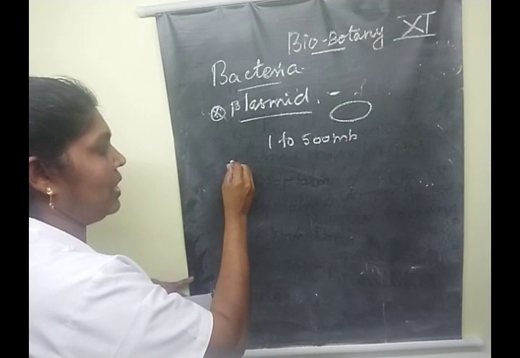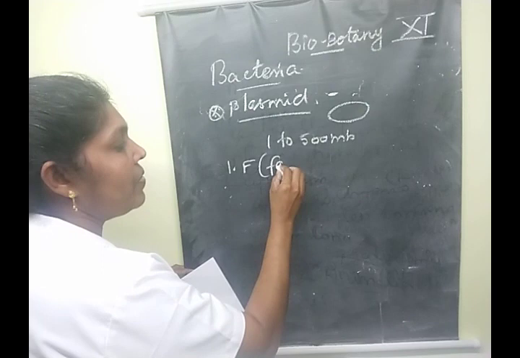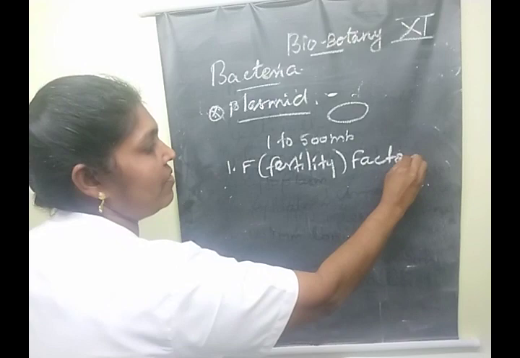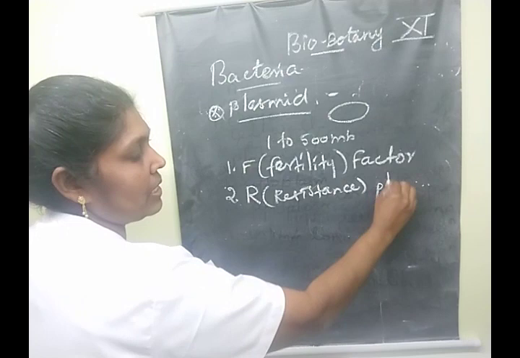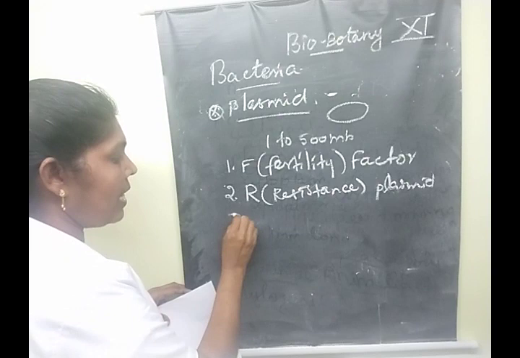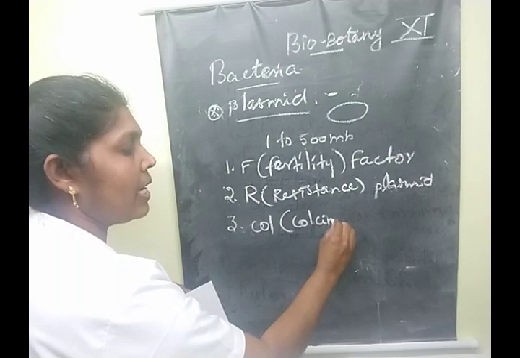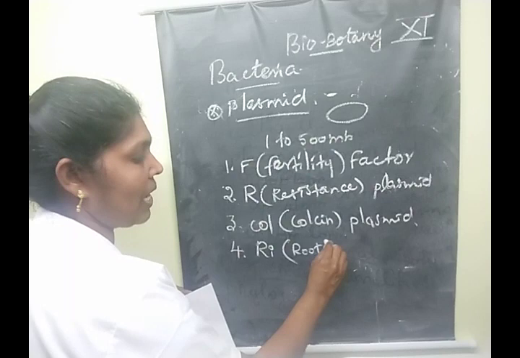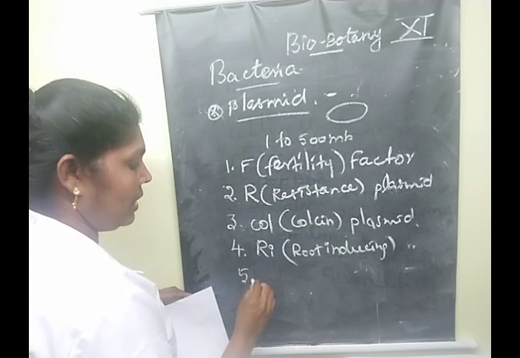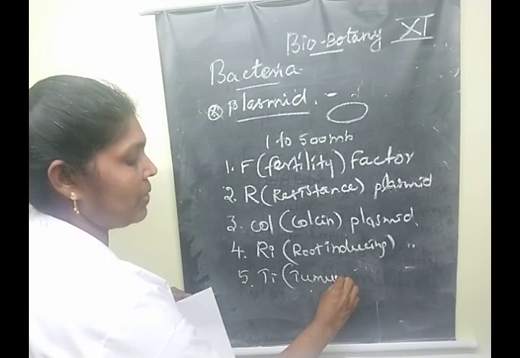The plasmids come, the first one as F, the fertility factor, or F factor plasmid. The next one is the R, or resistance plasmid. Then the next one is COL, Col plasmid. The next one is Ri plasmid, meaning root-inducing plasmid. Clear? The next one is Ti, tumor-inducing plasmid. Clear, children?